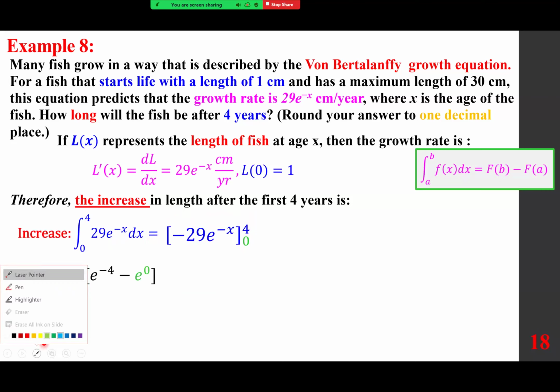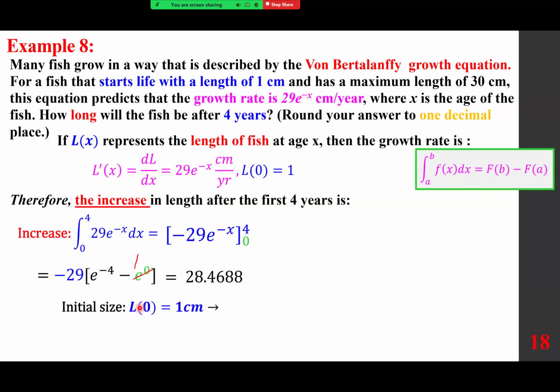Although e to the power of 0 is 1, everybody, you have to use a calculator anyway for the rest of it. It ends up being 28.4688, and this was the initial value. The initial size of the fish is 1 centimeter. This is the amount of increase. So L of 4 is the sum of the two numbers, which is 29.4688. They said use 1 decimal. So when you go with the first decimal, next to it is 6, you move it up to 5. Remember, when the number is 5 or larger, you change that.